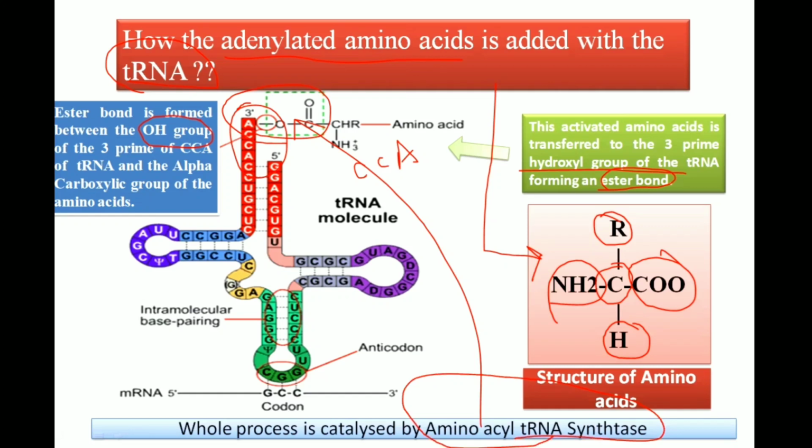Aminoacyl tRNA synthetase. Here, sorry, I have written it mistakenly. It will have an E here: synthetase, not synthase, but synthetase.